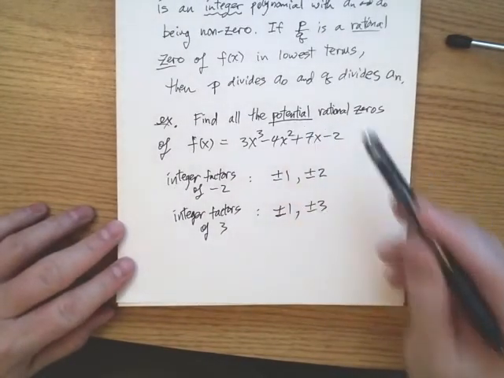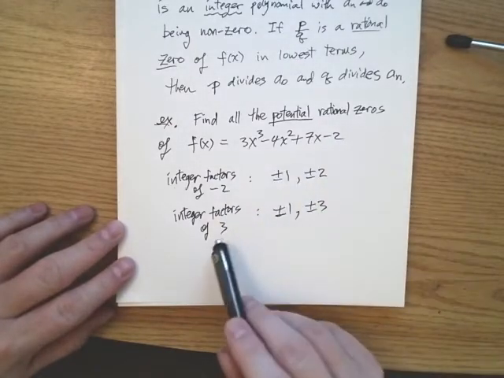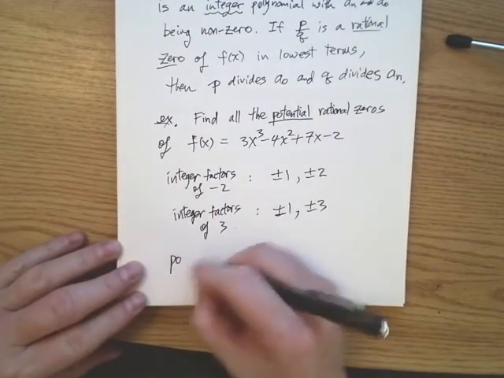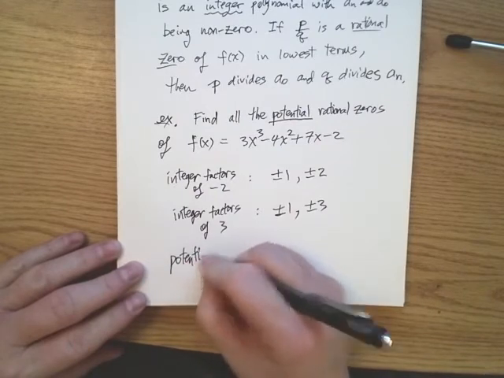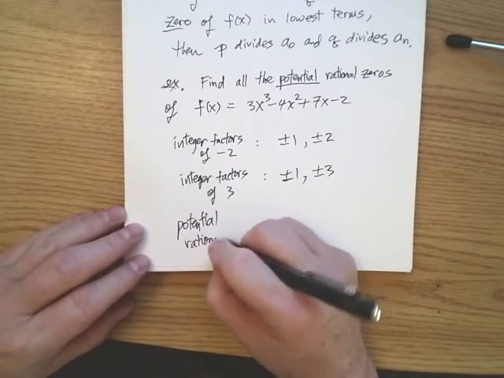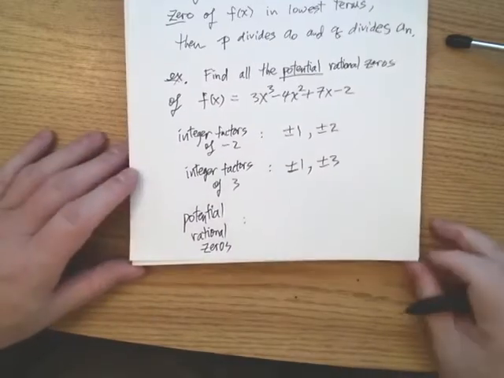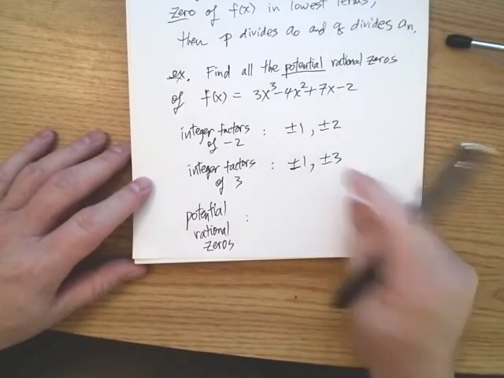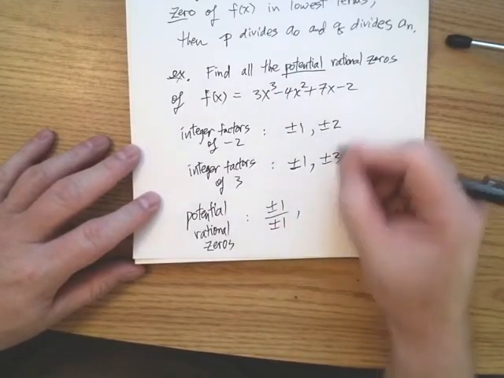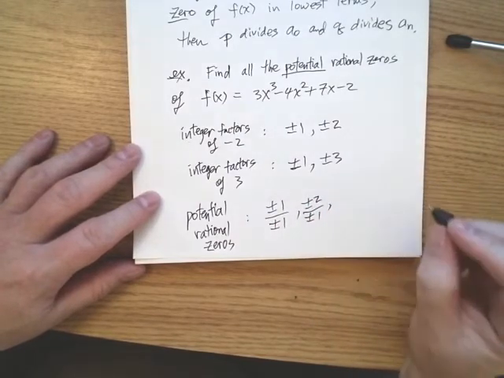When I talk about potential rational zeros, remember the numerator has to be a factor of negative 2. In this case, the denominator would have to be a factor of negative 1. So the potential, or possible, rational zeros would be, okay, we're just going to create a list. It's these guys divided by these guys. So it's plus or minus 1 divided by plus or minus 1, plus or minus 2 on top divided by plus or minus 1.